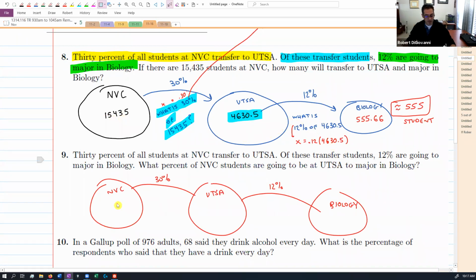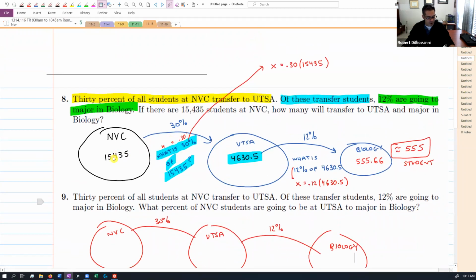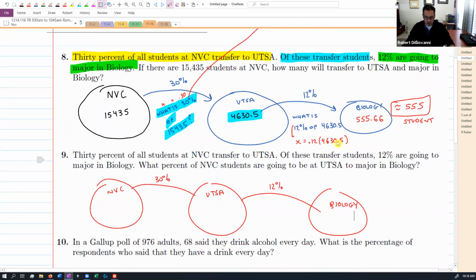So what we're going to do is think about what we actually did when we did this up here. We started with the 15,435. And what did we do with that number on the first step? Multiplied it by 0.3, right? Yes. And got an answer. And then what did we do with this number? Well, we took it and we multiplied it by 0.12. And then that gets us our final answer.